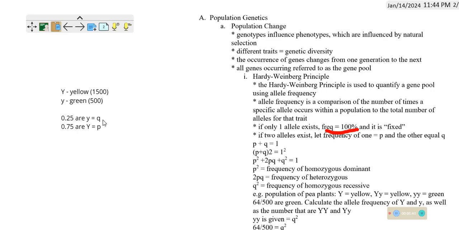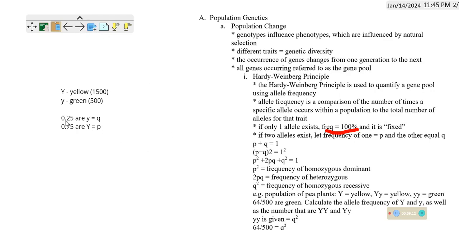What Hardy and Weinberg then did is some statistical stuff, and they said, well, we can look at this and say, why don't we square both sides? P plus Q squared goes on one side, and that's going to be a polynomial that we can expand, a binomial expansion here. 1 squared is still 1.